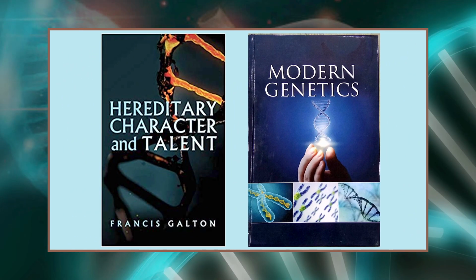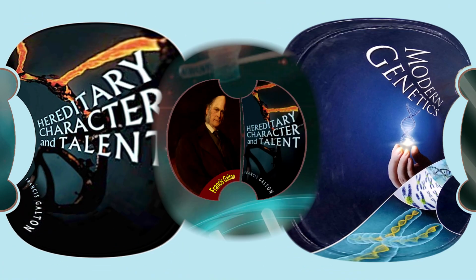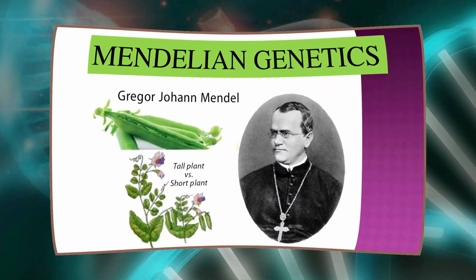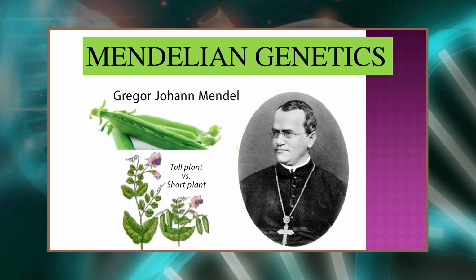In the middle of the 19th century, two important publications were made. One was by Francis Galton, who published Hereditary Character and Talent. The second was the beginning of modern genetics with the work of Gregor Johann Mendel, his work on pea plants, published in 1866, which established the theory of Mendelian inheritance.